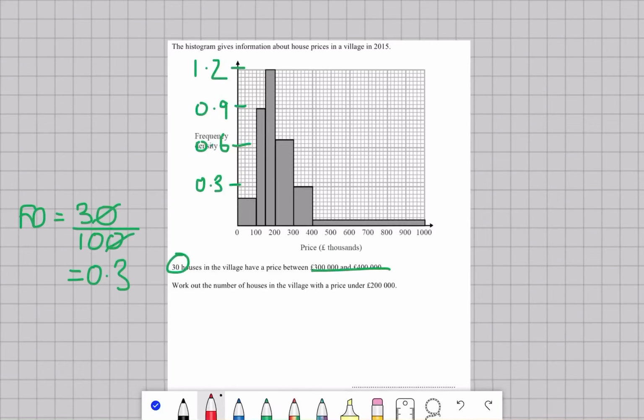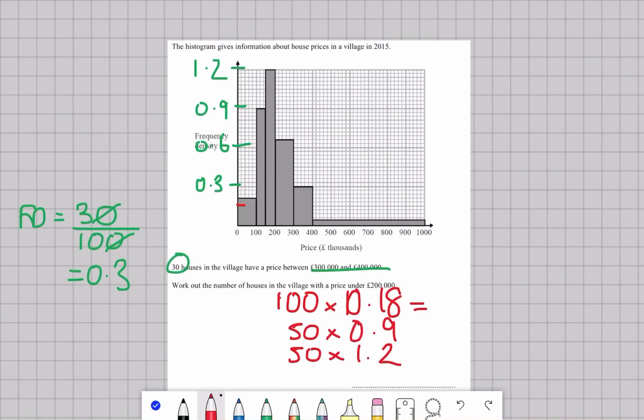So again, if I've been asked for the area of those first three. So the first one, the width is 100 times the height. So I've got there 0.15, and each box will be 0.015, so 0.18. Okay, and then that second one, I've got 50 times 0.9. And then the third one, 50 times 1.2. Okay, so if I type those in, I've got 18, 45, and 60.